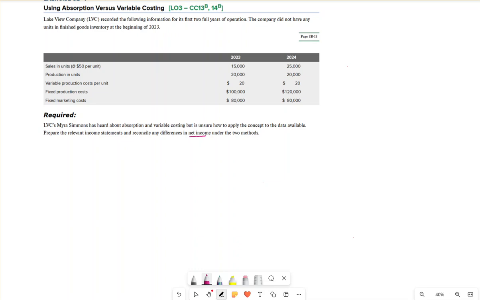The first one says Myra Simon has heard about absorption costing and variable costing, but is unsure how to apply the concept from the data that is available. So what I am going to do is, our first costing method will be the absorption costing method. Next one will be variable costing. We have two years, 2023 and 2024. They said we are going to be producing both years. If I have an income statement, the first line is going to be sales.